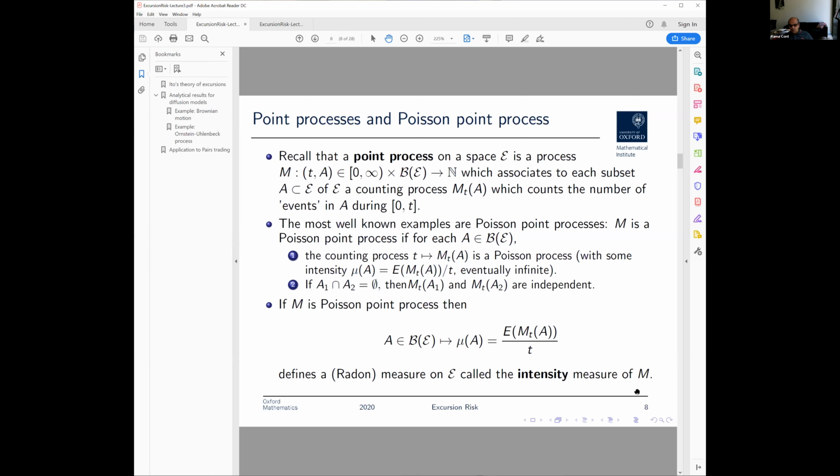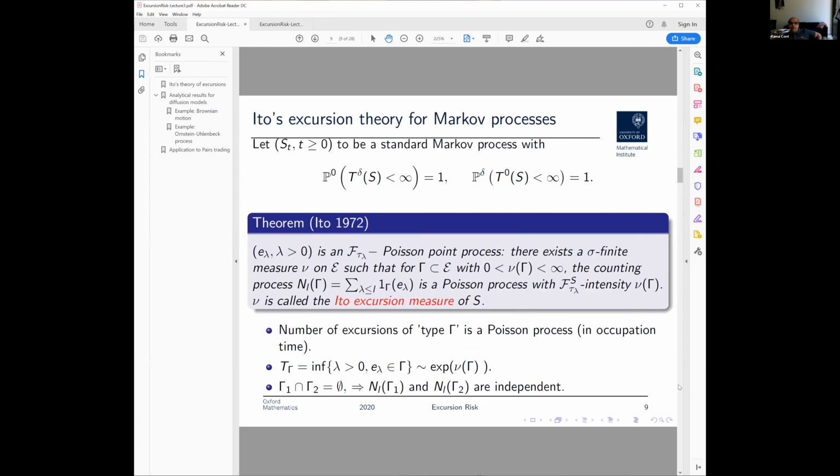okay. So why are we talking about this? Why do I need this notion? Because Ito's main result was the following. It's really a stunning result, one of the most beautiful results I know of in stochastic analysis. It's really stunning, and I'll explain why it's stunning.